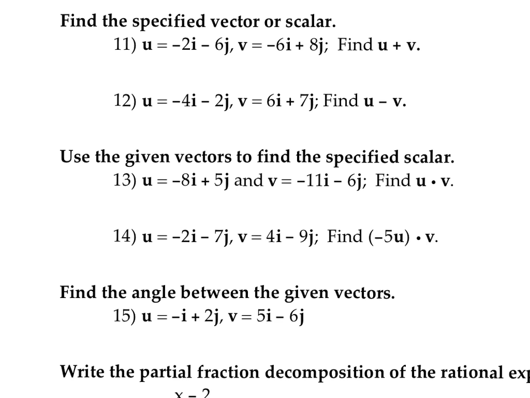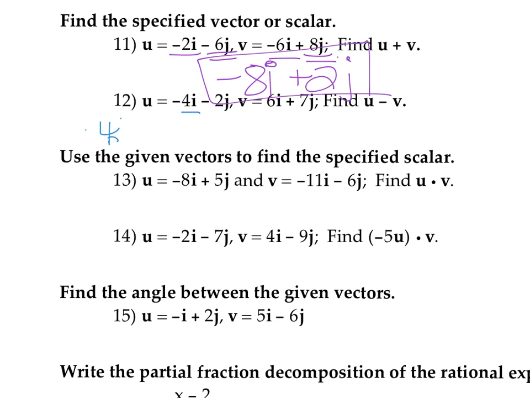Okay, so now we get into vectors. So number 11 says to find U plus V. This is in IJ format, so I can simply combine my like terms. -2I and -6I is -8I, and -6J and +8J is +2J. If it gives it to you in IJ format, you want to make sure that you leave it in IJ format. U minus V, so I simply change the sign. So negative 4I minus 6I gives you negative 10I. And then negative 2J minus 7J is a negative 9J.